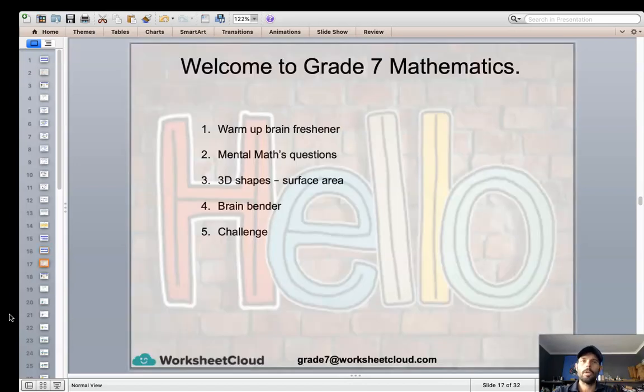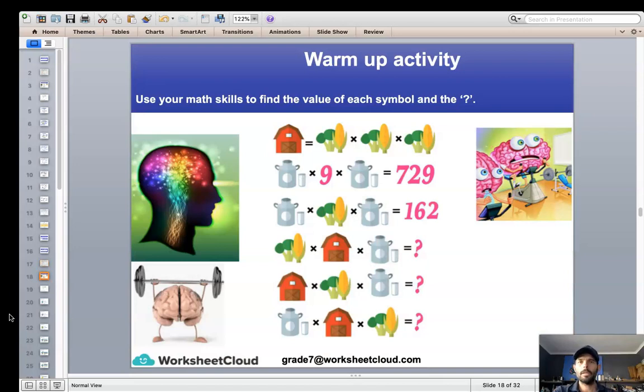Today we're going to look at 3D shapes, and in particular we're going to look at surface areas of 3D shapes and how to calculate those areas. On either side of that main theme we've got our warm-up, our mental arithmetic questions, and our brain bender to finish off on. Our warm-up activity for this morning is on the screen in front of you.